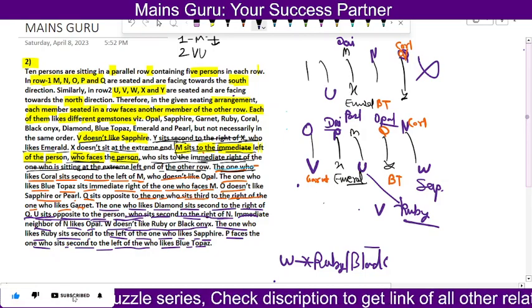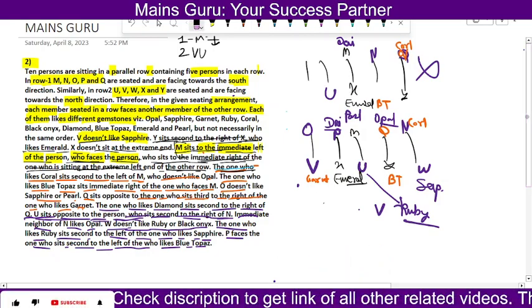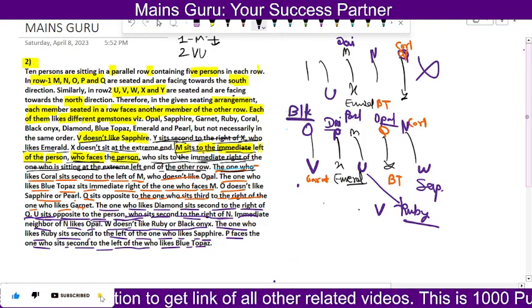And W is here. W does not like Black and Ruby. So Black and Ruby both are not with W, so Black will confirm go here. I hope you understand this.